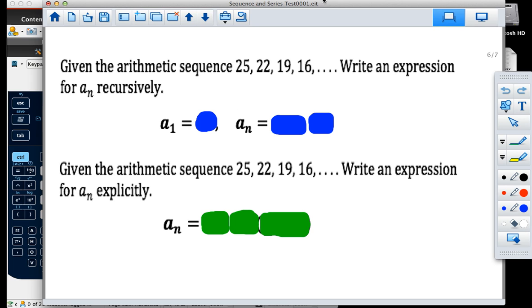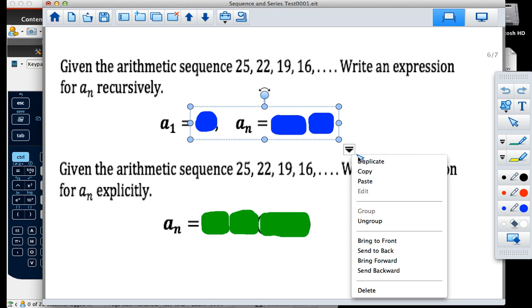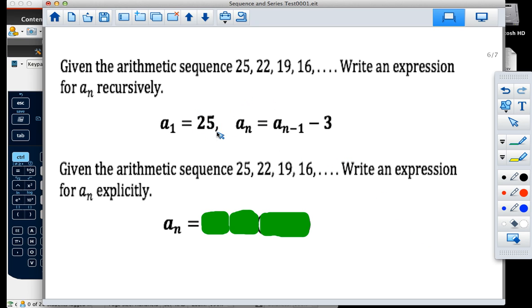And I need to hurry because the bell's going to ring soon. All right, so now this one, given the arithmetic sequence, write an expression for A sub n recursively. Remember, with the recursive formulas, you have to have your A sub 1. So our A sub 1 is 25. And then when you set up the recursive formula, it's A sub n equals your previous term, A sub n minus 1, plus your common difference. In this case, we are subtracting by 3 each time, so it would be minus 3.